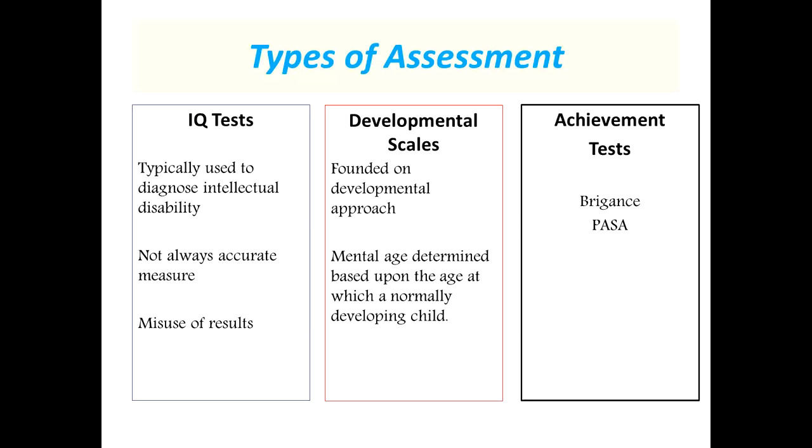Let's move on. Developmental scales. The developmental approach was really hot in the early 70s. This is where we take a look at what the child's mental age is based upon the age at which a normally developing child would perform that skill. Now, I'll tell you, that's okay. It gives us an idea of where they are developmentally, and it helps us to move them along the continuum.